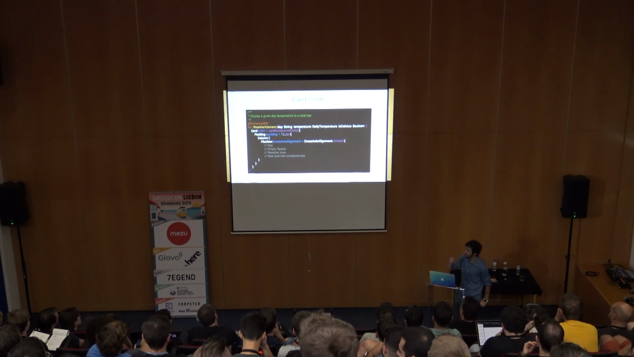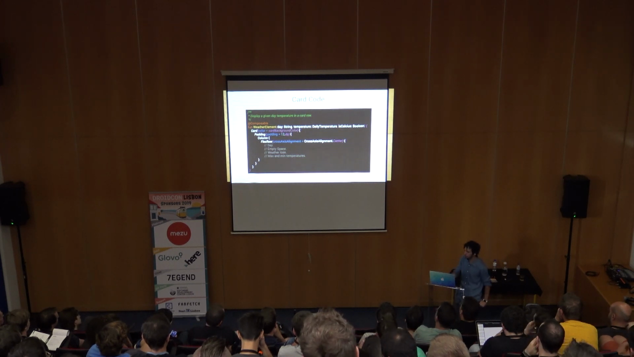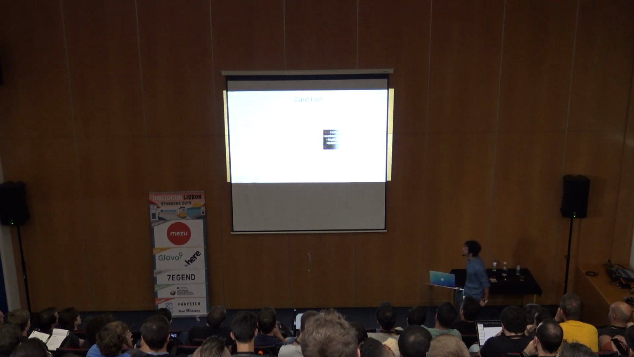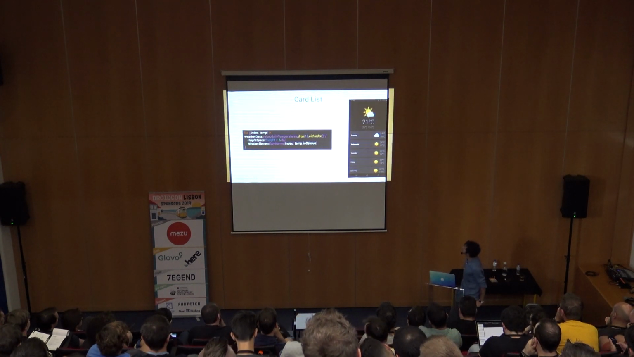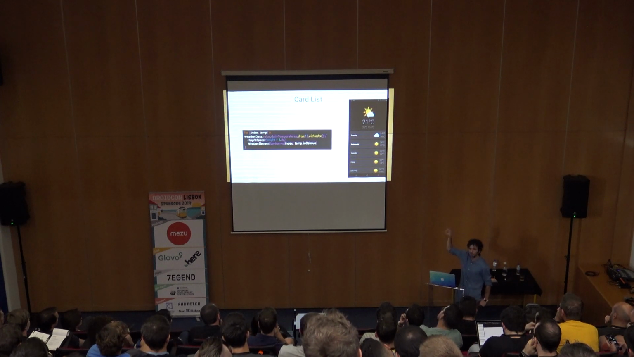And now that I have the single display for a card, I want to be able to display a list of cards. And that's how it looks. And this is the code I added in my main weather body function.